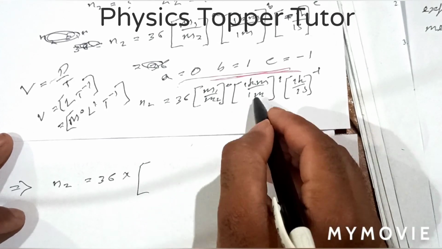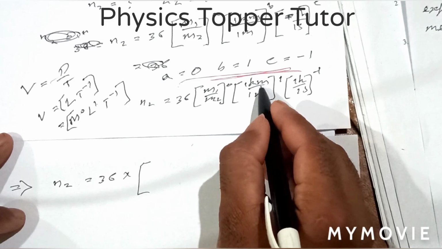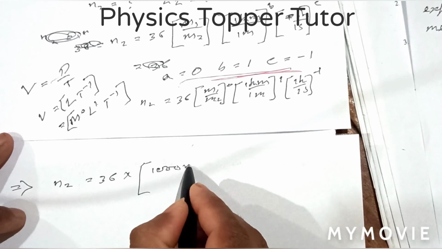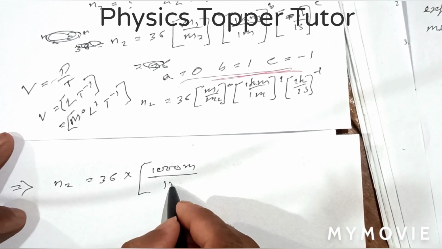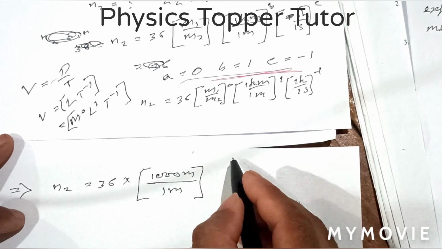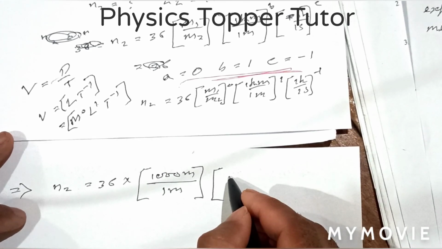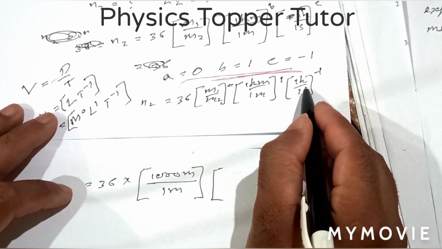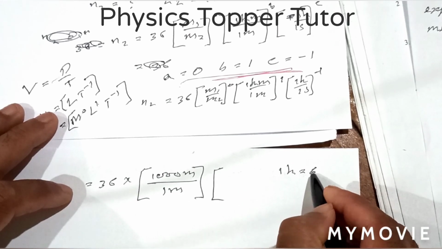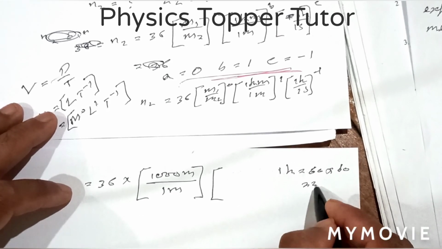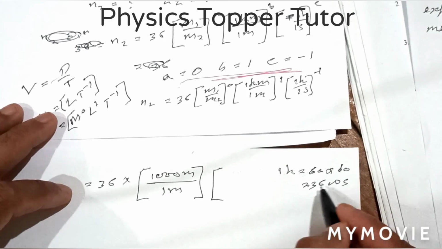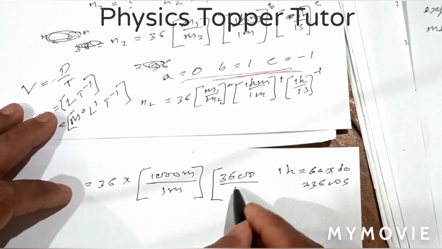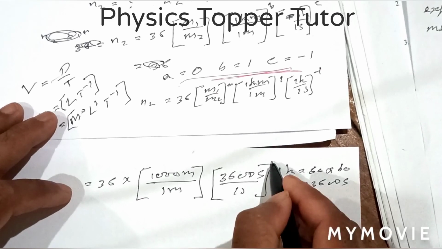So 1 kilometer, what is 1 kilometer? 1 kilometer becomes 1000 meters, isn't it? 1000 meter. Then 1 meter, you write like this. And 1 hour, you must convert it into second. So 1 hour equal to 60 into 60, 3600 second, 3600 divided by this second, this 1 second to the power 1.